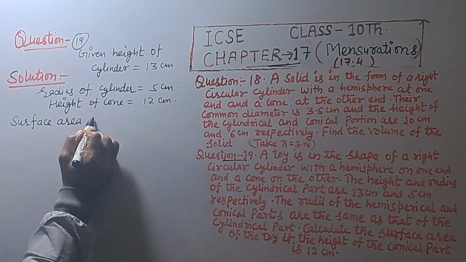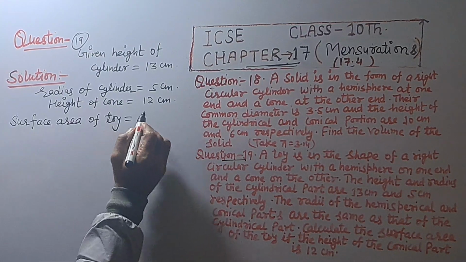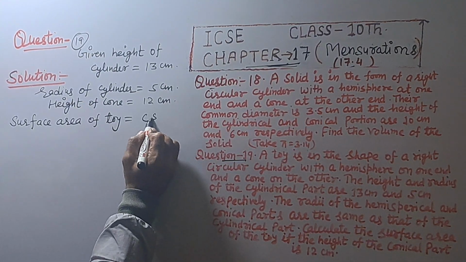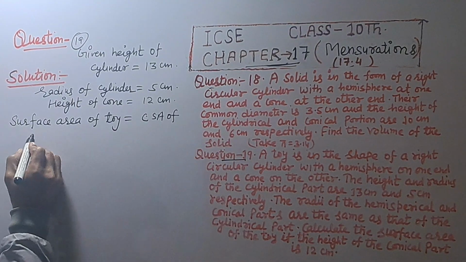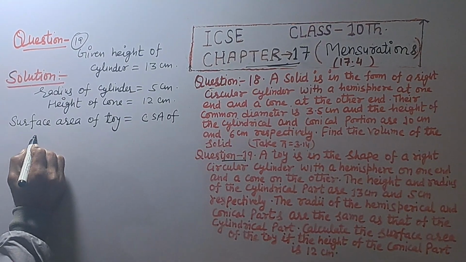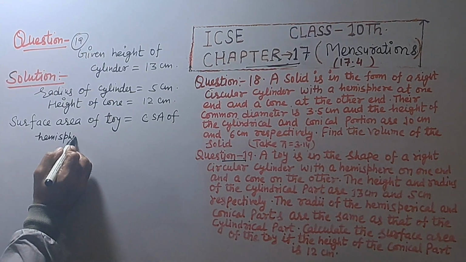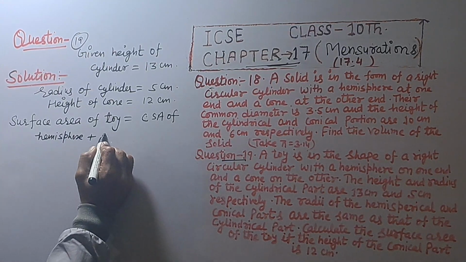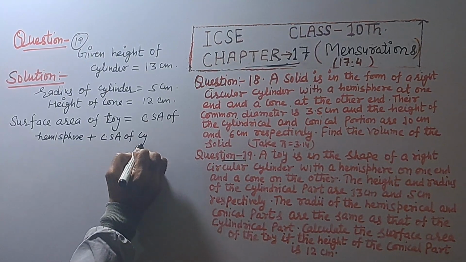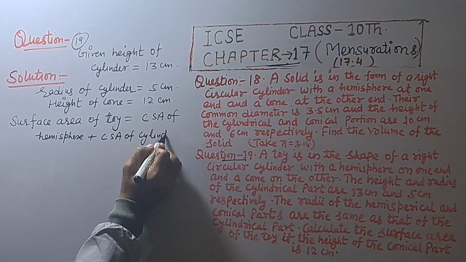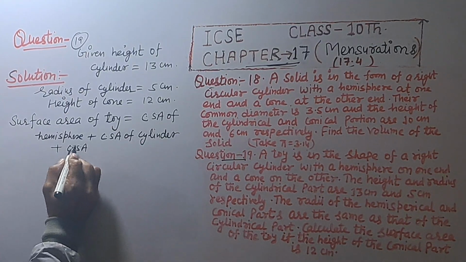Surface area of toy is equal to curved surface area of hemisphere plus curved surface area of cylinder plus curved surface area of cone.